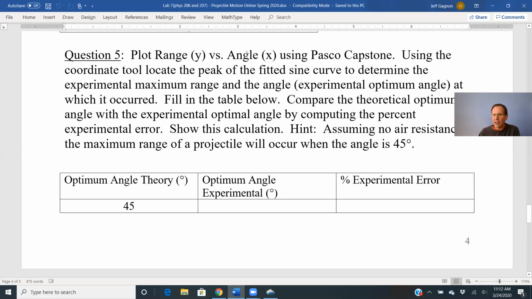So it's a little bit different. Angles in degrees, but range is in meters as opposed to centimeters. And basically, you're going to do the same thing as you did before. You're going to fit a sine wave to your plot, and then using that coordinate tool, find the peak of your fit, the peak of your curve. And then I want you to compare the optimal angle that you found from your graph, so called the optimal angle experimental, to the optimal angle theory, which is 45 degrees, by computing a percent experimental error.